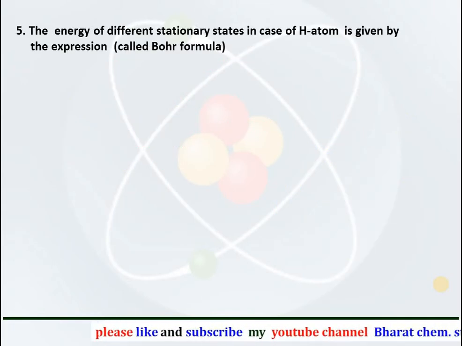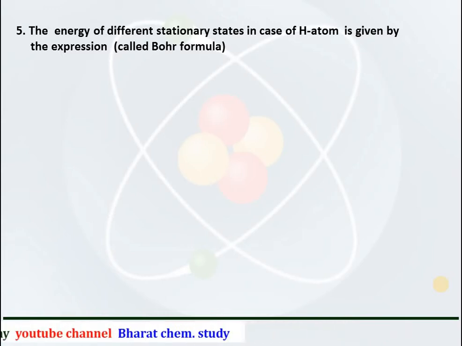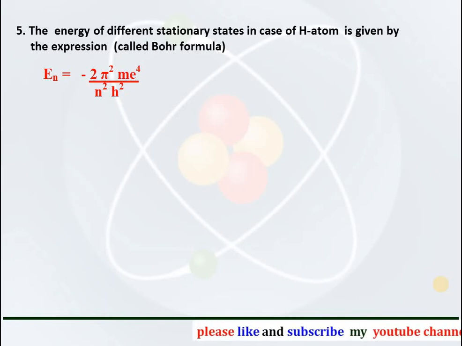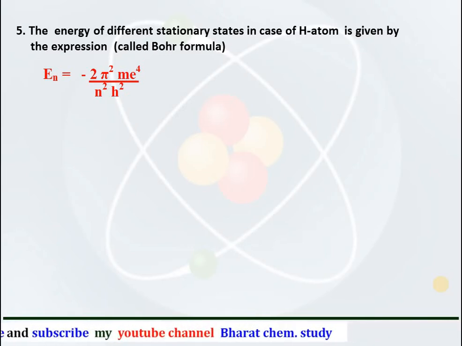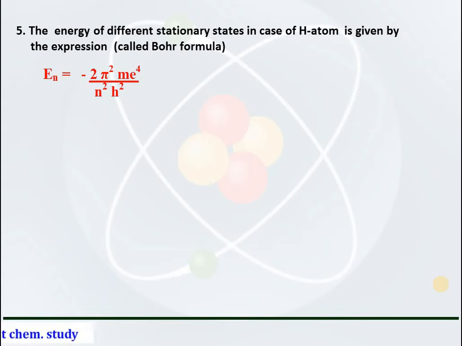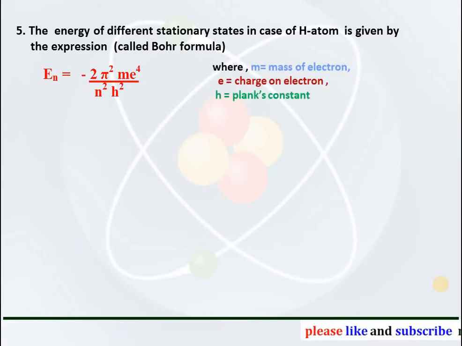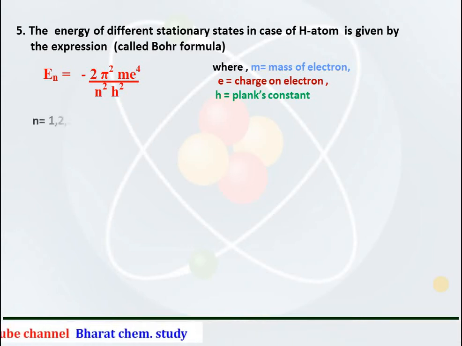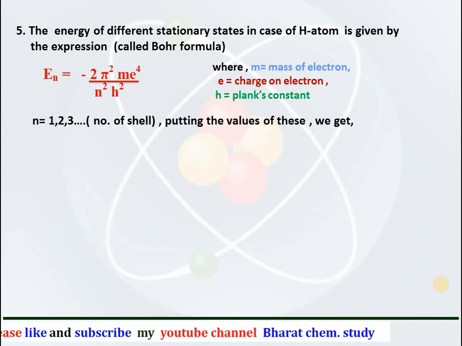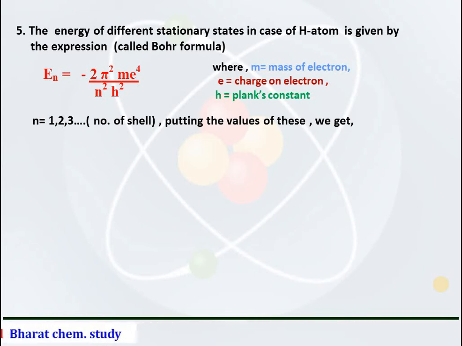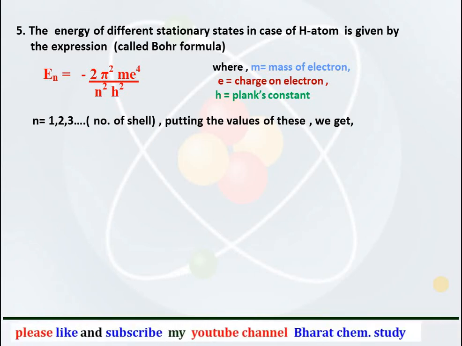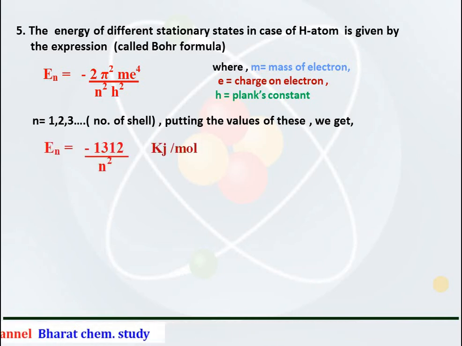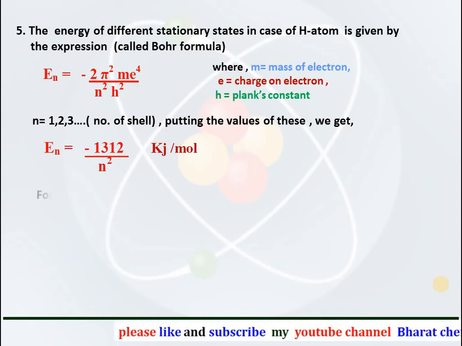The energy of different stationary states or shells in the case of a hydrogen atom is given by the expression called the Bohr formula, that En is equal to minus 2 pi square m e power 4 over n square into h square, where m is the mass of electron, e is the charge on electron, h is the Planck constant, where n is equal to 1, 2 or 3 depending upon the number of shell. Putting these values, the value of energy becomes En is equal to minus 1312 upon n square kilojoule per mole.